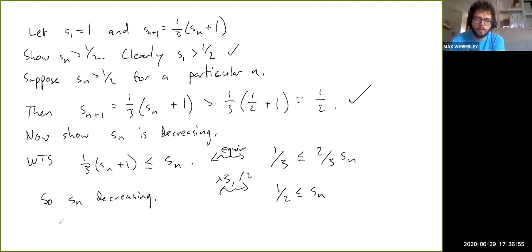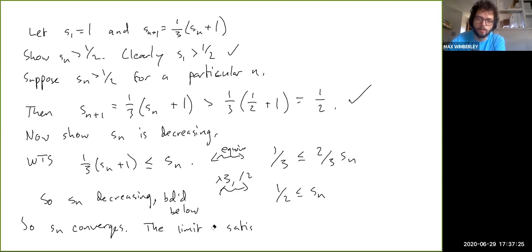Okay. So then what we've shown is that it's bounded below, right? That was the first thing we did, we showed that it's bounded below by 1/2. So Sn converges. And then, as you might be aware, the way to calculate the limit in these cases is that the limit S satisfies 1/3 S plus 1 equals S, right?